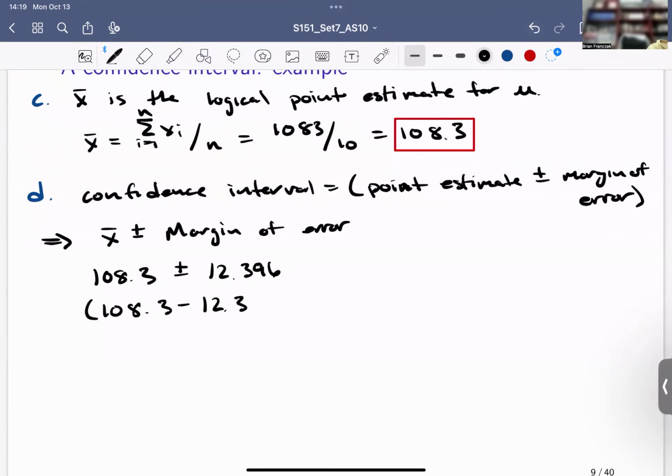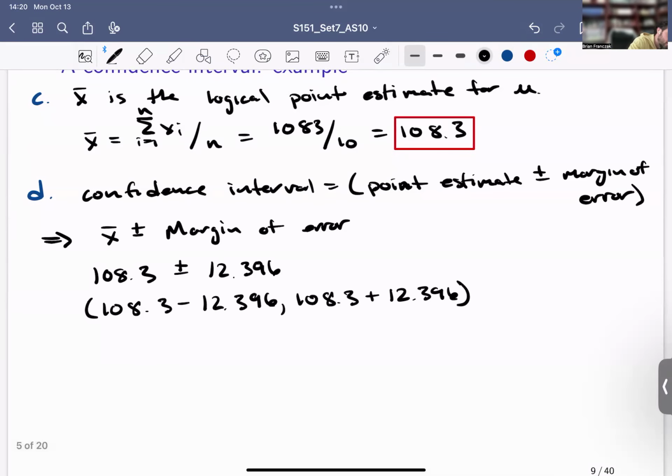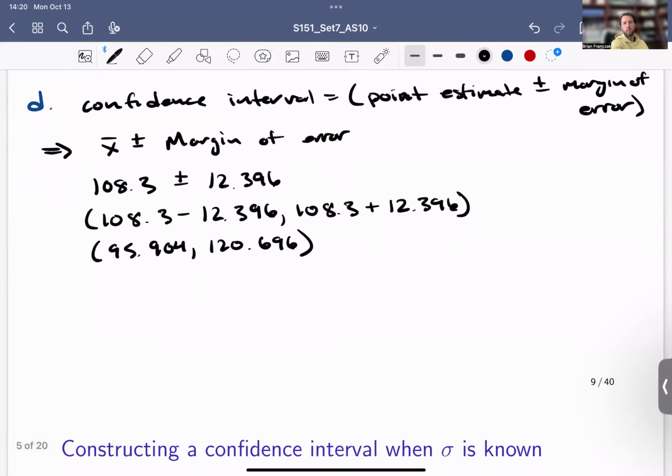Okay, so this is 108.3 minus 12.396 to 108.3 plus 12.396. So notice that the plus minus means subtract and add. And we usually subtract first and add second. So the intervals are typically read smallest number to largest number. So then we would have, as a result, 95.904 to 120.696. Okay. And then we're asked to interpret this.